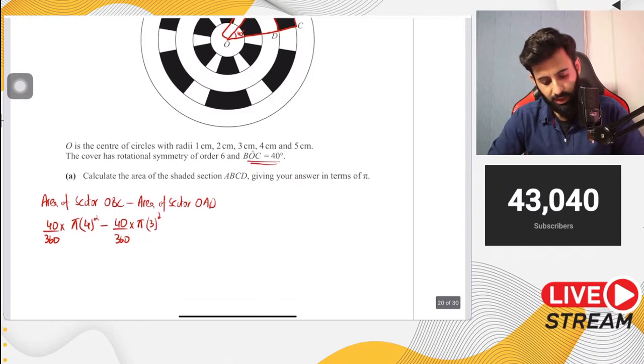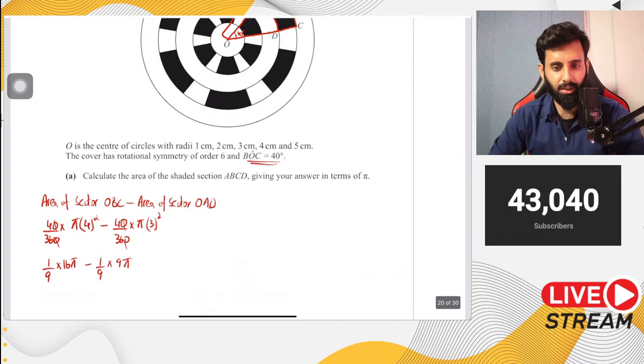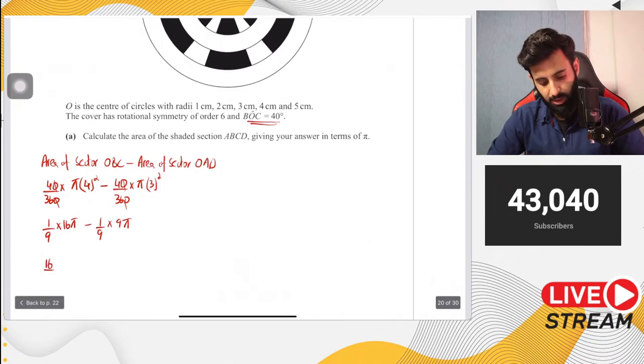So let's figure this out. This and this get cancelled out. 4 upon 36 is 1 upon 9. So 1 upon 9 into 16 pi minus 1 upon 9 into 9 pi. Now, you can simply simplify. If you want, you can cross out the 9 pi and 9 pi. So you have 16 upon 9 pi minus 9 and 9 is 1.